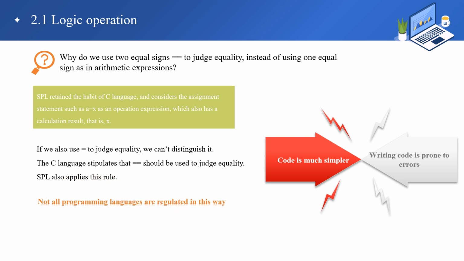It should be noted that not all programming languages are regulated in this way. For example, BASIC language does not regard assignment as an operator. A equals 5 only completes assignment without a calculation result. It also uses one equal sign to judge equality. The advantage is that it's not easy to make mistakes, but the code can be cumbersome sometimes. Still, there is no perfect thing of the kind.